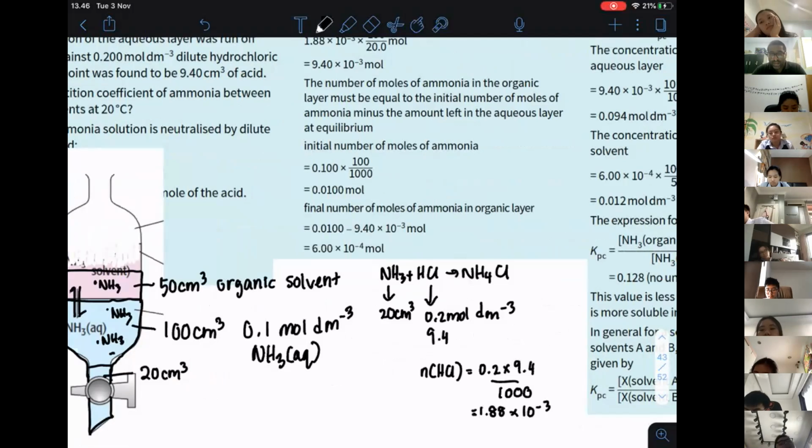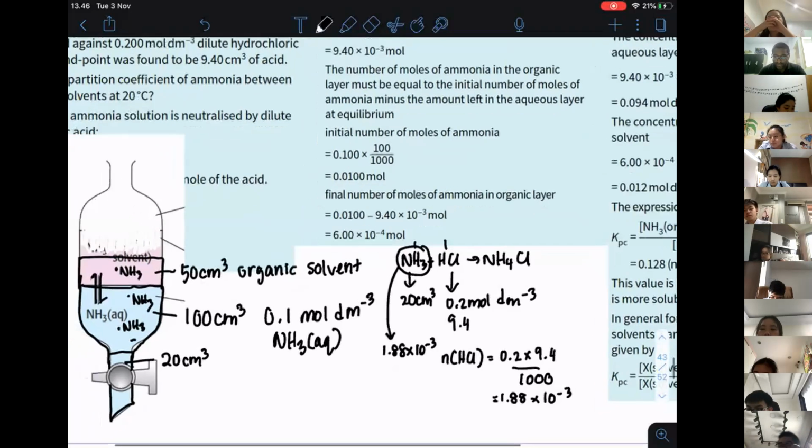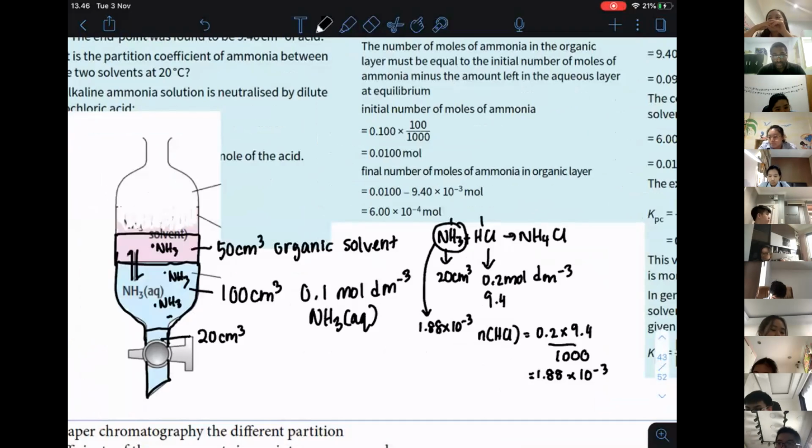Now we can say that because 1 mole reacts with 1 mole, the number of moles of ammonia in that 20 cm cube is 1.88 times 10 negative 3 moles. So what you need to do is find out the number of moles throughout the 100. Now we only found out in 20 cm cube, so we need to find out for 100.